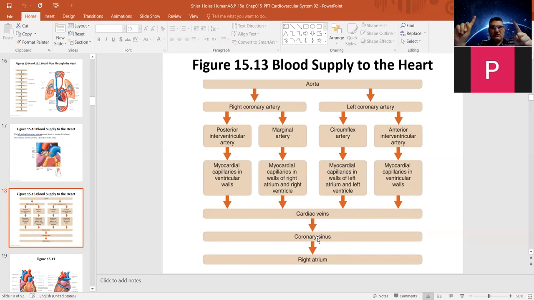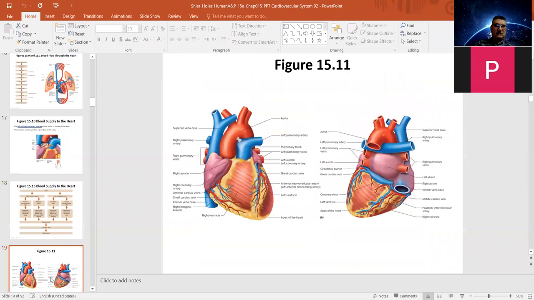This is an important piece of information here. Didn't I say that the superior vena cava is bringing the deoxygenated blood from the upper part of the body to the right atrium, and the inferior vena cava is bringing the deoxygenated blood from the lower part of the body into the right atrium? Also, the coronary sinus brings deoxygenated blood from the heart into the right atrium. So it's not two, it's three that bring deoxygenated blood to the right atrium: superior vena cava, inferior vena cava, coronary sinus.